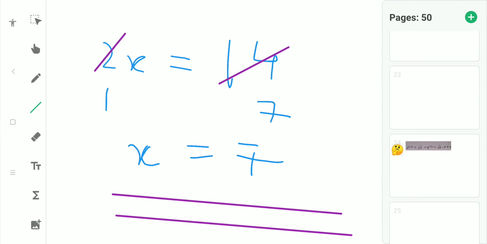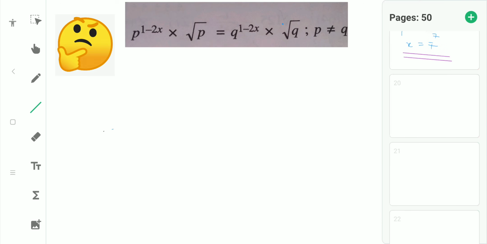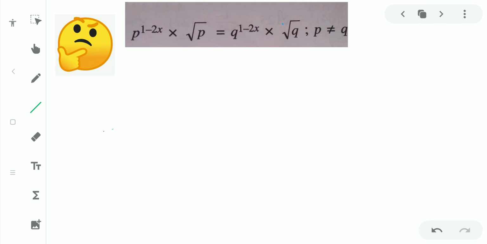Let us move on to the next question. That is p power 1 minus 2x multiplied with root p is equal to q power 1 minus 2x multiplied with root q.